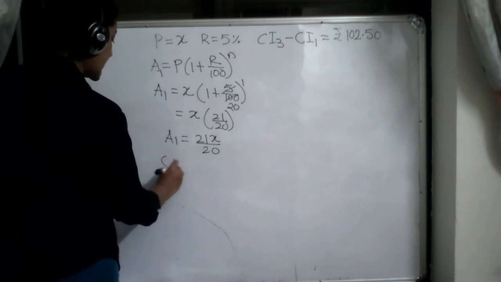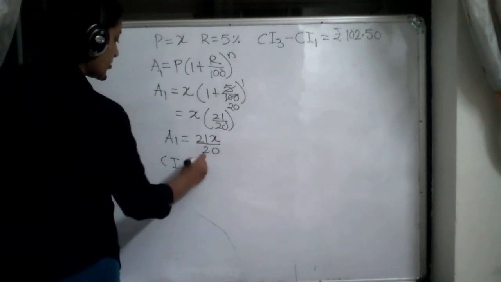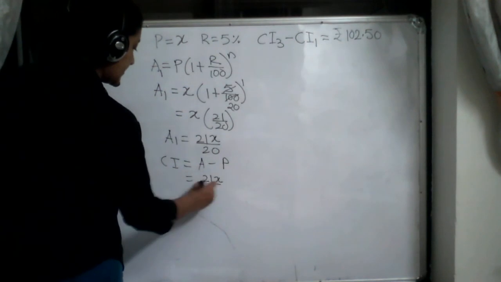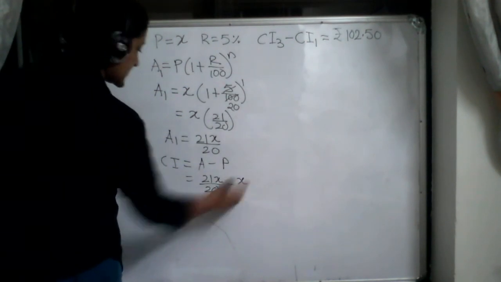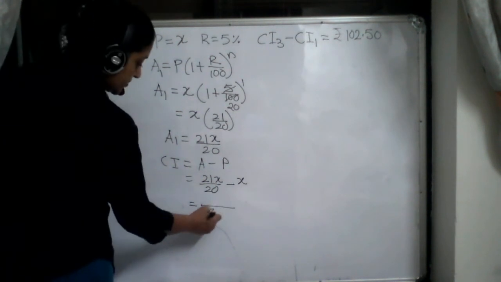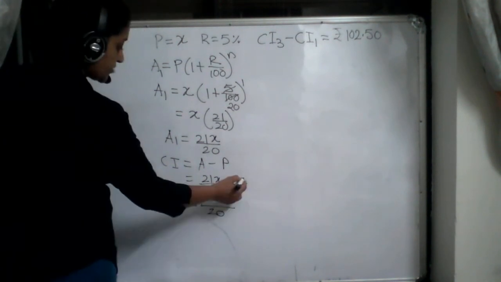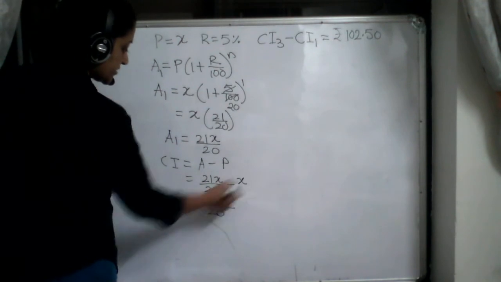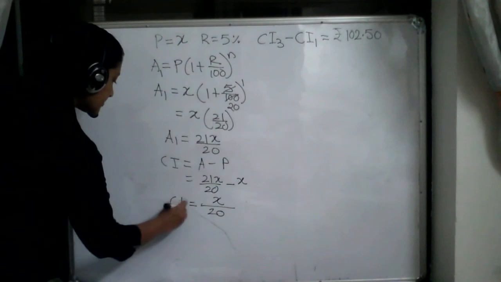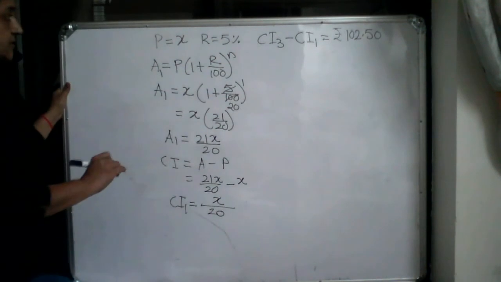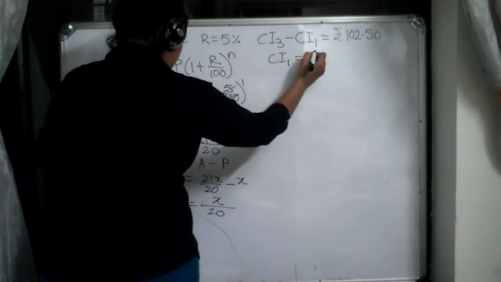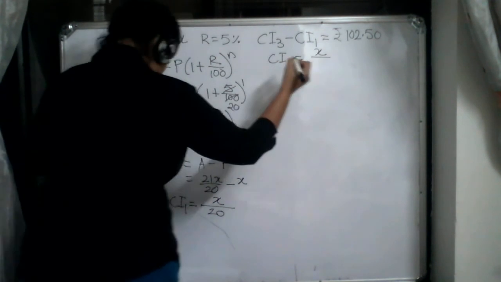Now what will be CI for the first year? CI will be A minus P. So A is 21x upon 20 minus x. Now when you solve this, 20 will be the LCM, so x has to be multiplied by 20. 21x minus 20x is going to be x. That is 1x. So CI for the first year is x upon 20. So I'll write it here, CI1 is equal to x upon 20.